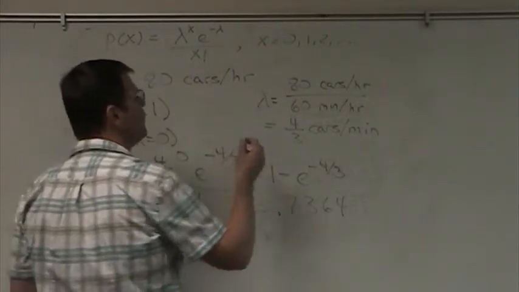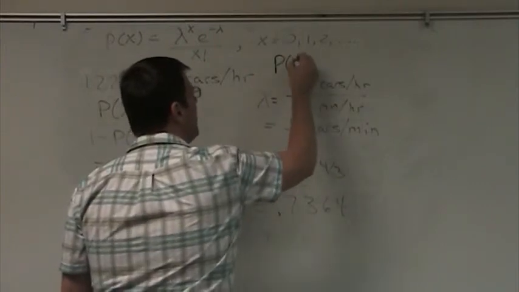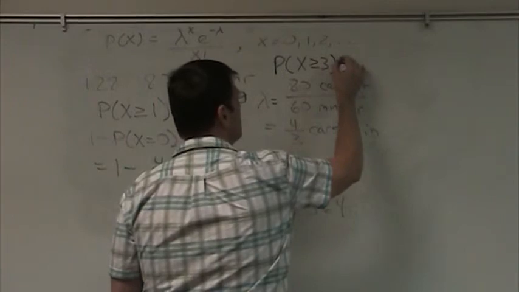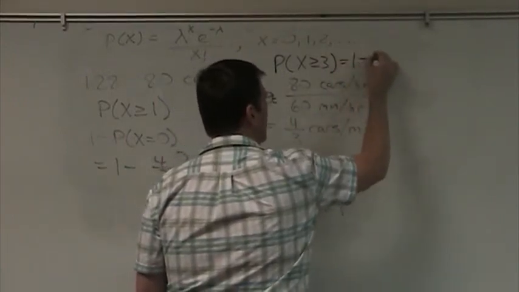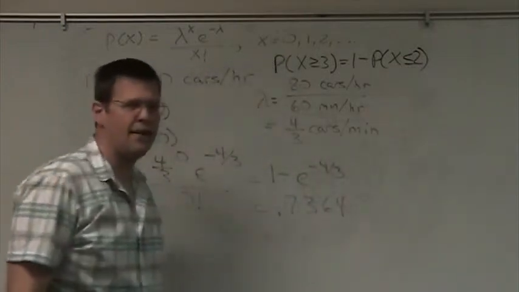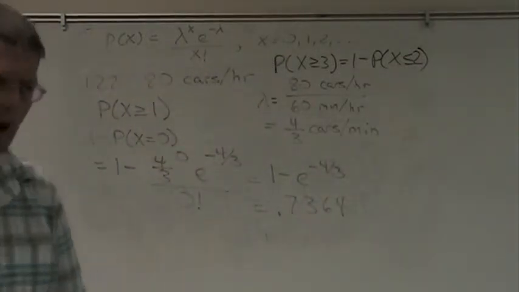So if you were looking for the probability that x is greater than or equal to 3, for the purpose of using the calculator, you would have to get the probability that x is less than or equal to 2, and then end up subtracting that from 1.